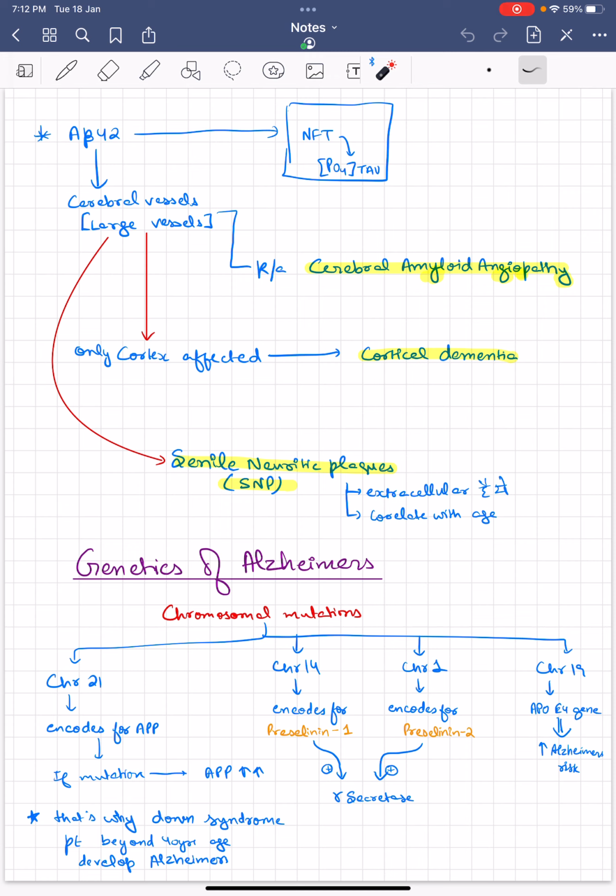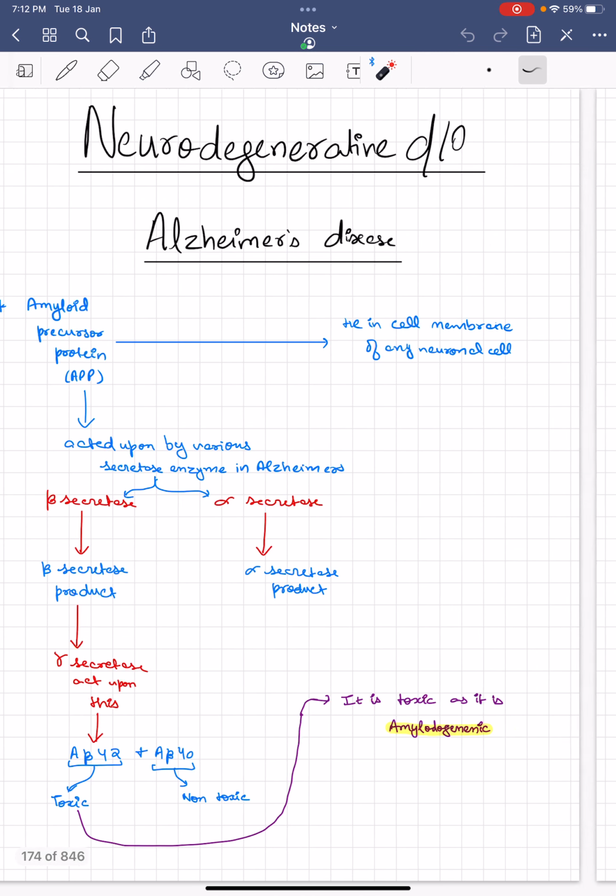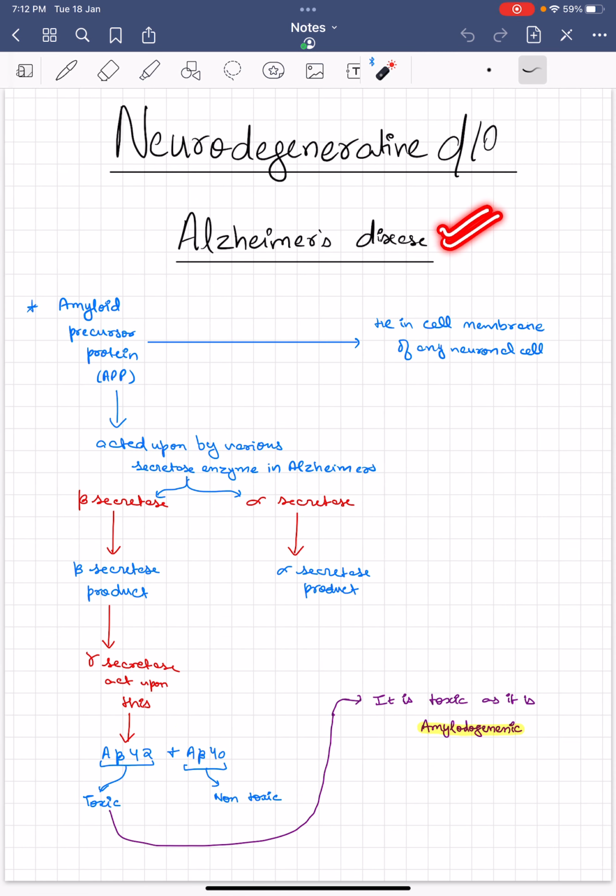So what we have done till now, we've seen that in Alzheimer's disease, there is an amyloid precursor protein, which is acted upon by various secretase enzymes. It could be the alpha secretase or the beta secretase; alpha secretase produces the alpha secretase product and beta secretase produces the beta secretase product, which is acted upon by gamma secretase, leading to A beta 42, which is toxic and could cause amyloidogenic changes.